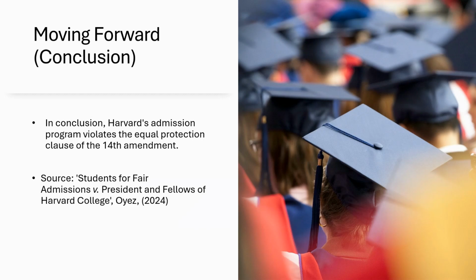And finally, we are going to discuss moving forward. In conclusion, it was found by the Supreme Court that Harvard's admissions program violates the Equal Protection Clause of the 14th Amendment. The 14th Amendment basically states that you cannot discriminate against anybody for a variety of reasons. One of those was race. So in this case, Harvard was discriminatory towards Asian Americans, which resulted in lower acceptance rates, and that's why this case was ruled in the way that it was.